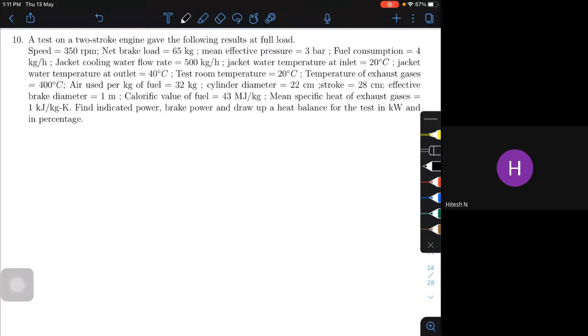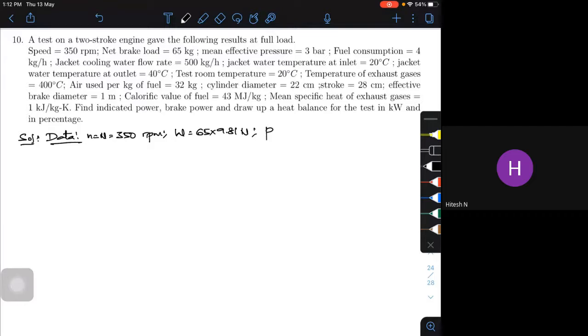Solution. So what is given actually? It's a two-stroke engine, so small n is equal to capital N; speed is 350 rpm. The load is 65 kg, so the weight is 65 into 9.81 newtons.